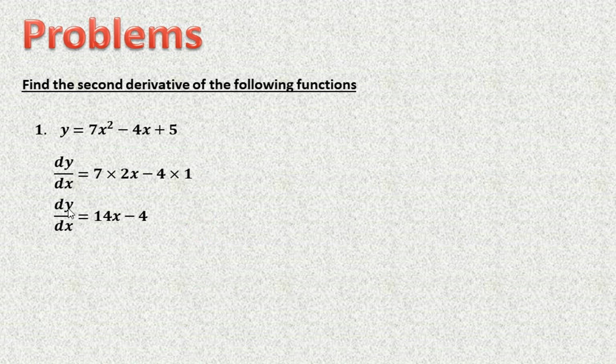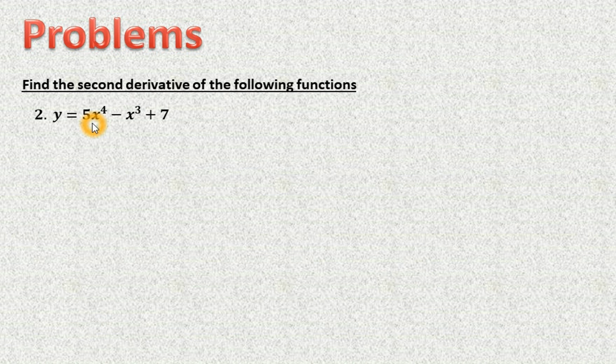Next, again find the derivative of this part, 14x minus 4, which is the second order derivative. We write d square y by dx square equal to 14 times the derivative of x, and we know the derivative of x is 1. The term 4 is a constant, the term without x, and its derivative is 0. So we get the answer 14 times 1, which is 14. That is the second order derivative of this function. Then the second problem.